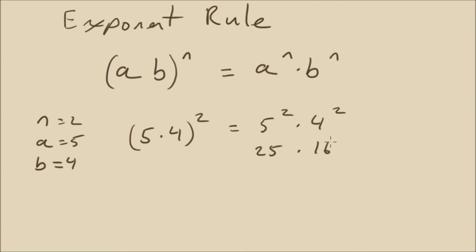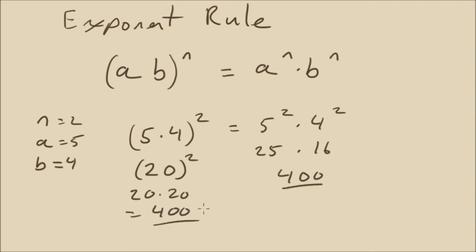and whatever that happens to equal, it should be 400, I believe. I hope. Now, on this side, I have 5 times 4 is 20 to the power of 2. 20 times 20 is going to give me 400. So you can see that the values actually did match, and I apparently did do my math right in my head. Awesome. Alright, now for our last example.